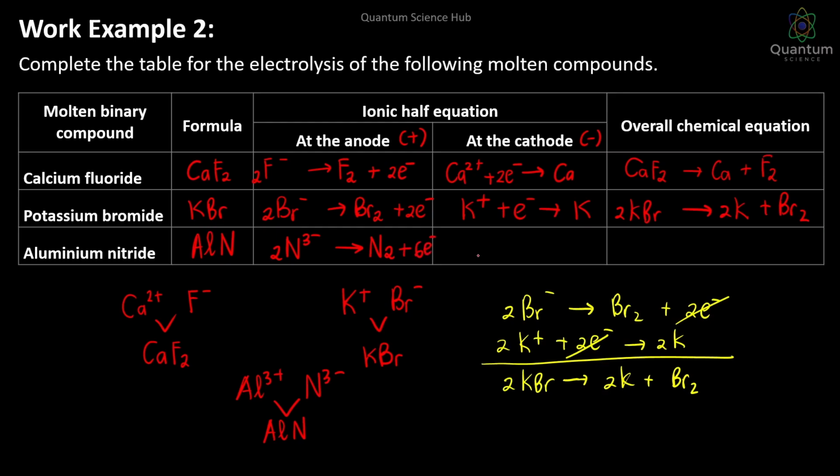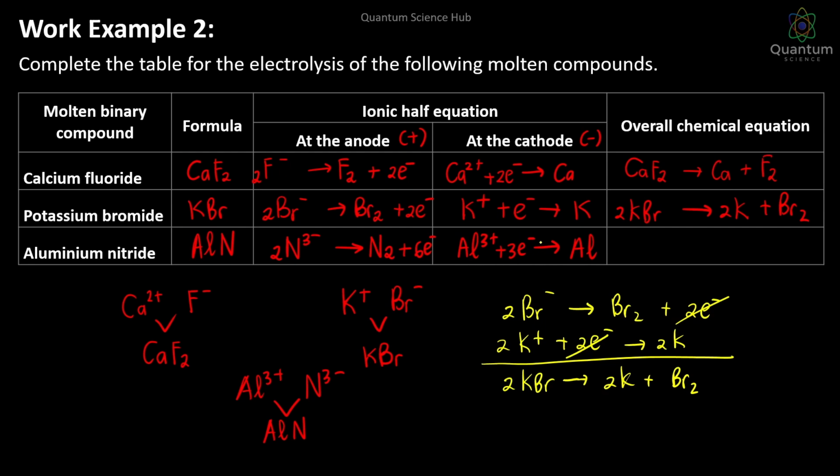What about at the cathode? From ions, Al3+ wants to become atom, aluminum, okay? And this is 3 positive, so you need to put 3 negative in here. Now, how to make the overall chemical equation?